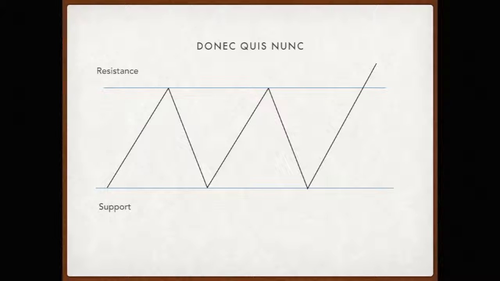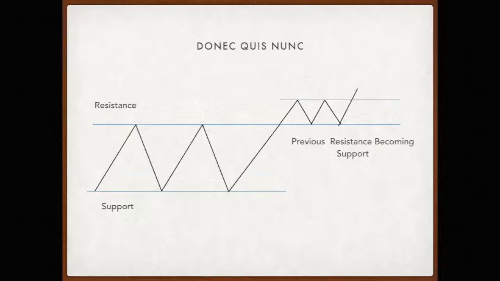Eventually, guys, the price may break through support or resistance levels. Once a breakout occurs, a resistance level can become a support level. As you can see in this case, the breakout has occurred and it's broken the resistance level. Now the resistance has turned into the support level.